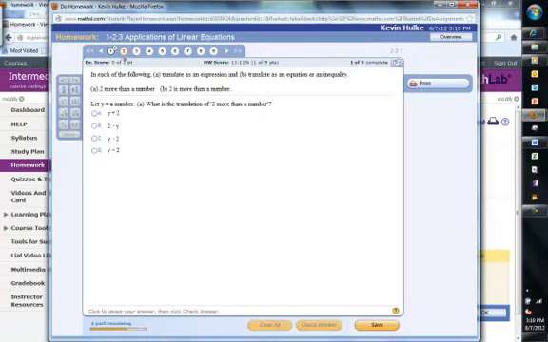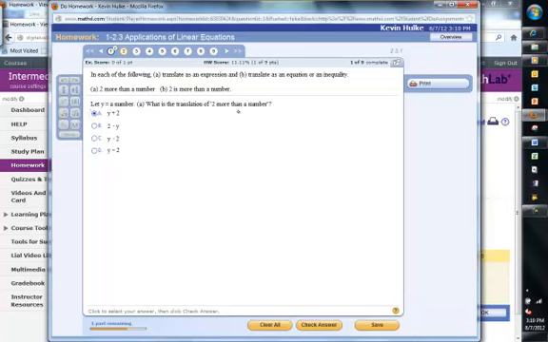First question. It's a review from before. In each of the following, translate an expression and translate an equation or inequality. 2 more than a number. Let y be a number. 2 more than a number is y plus 2.